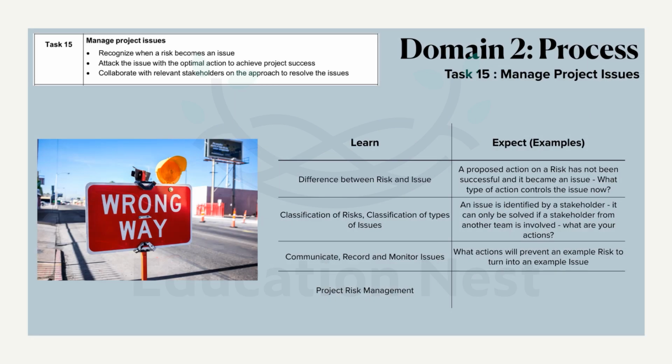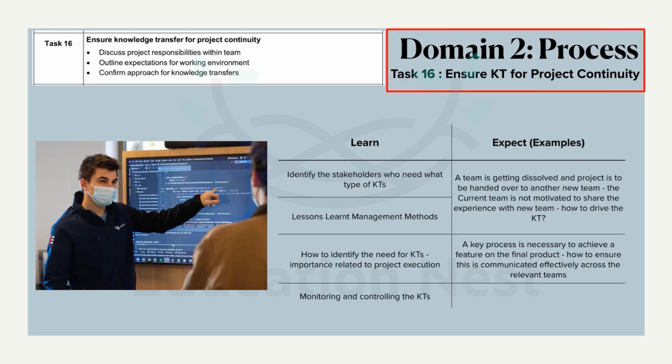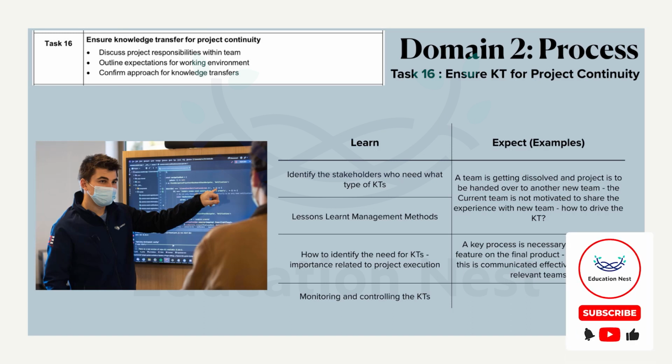Moving on to the next task, domain 2, task 16: ensure knowledge transfer for project continuity. Again, this is partly linked to the mentoring task, because the knowledge transfer comes here. So we have to make sure there is a lessons learned register. What is this lessons learned register?